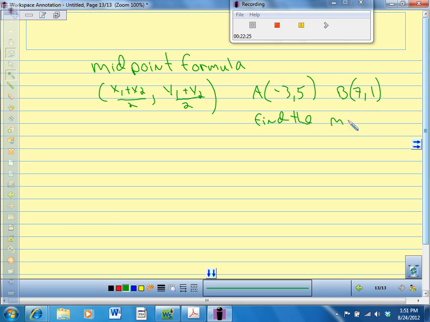Find the midpoint. All you have to do is, this is x1, this is x2, this is y1, y2. So you go -3 plus 7. We basically take the average between the x's. Divided by 2, comma, 5 plus 1 divided by 2. So when I simplify that, I get 4 divided by 2, which is what? 2. And I get 6 divided by 2, which is 3. And that's the midpoint of that segment.